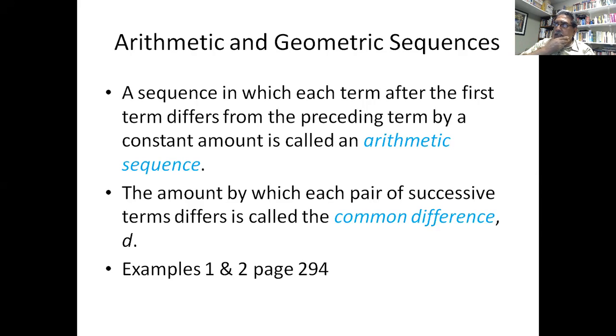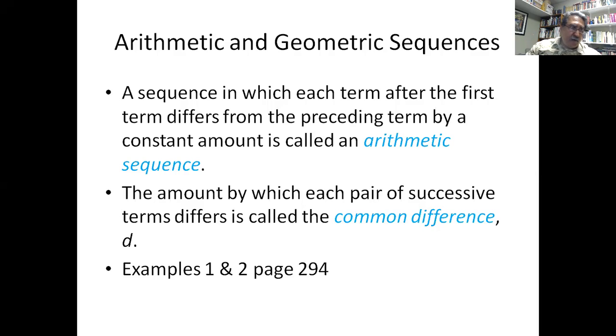Arithmetic and geometric sequence. A sequence in which each term after the first term differs from the preceding term by a constant amount is called an arithmetic sequence. The amount by which each pair of successive terms differs is called the common difference.